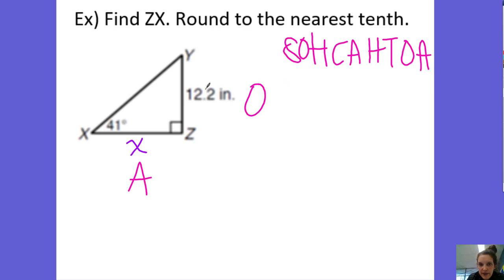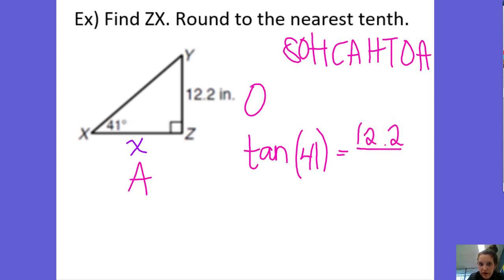I know the opposite side. I'm looking for the adjacent side. Hypotenuse doesn't matter, it's irrelevant. So I want to look for the trig function that relates the opposite side to the adjacent side, which is tangent. TOA, tangent. So I'm going to use tangent. My angle is 41 degrees, so that goes inside the parentheses, equals the opposite side over the adjacent side. So 12.2 over the adjacent side, X.